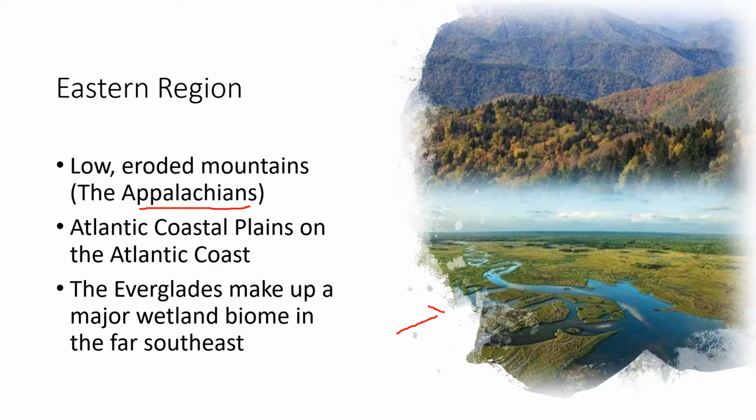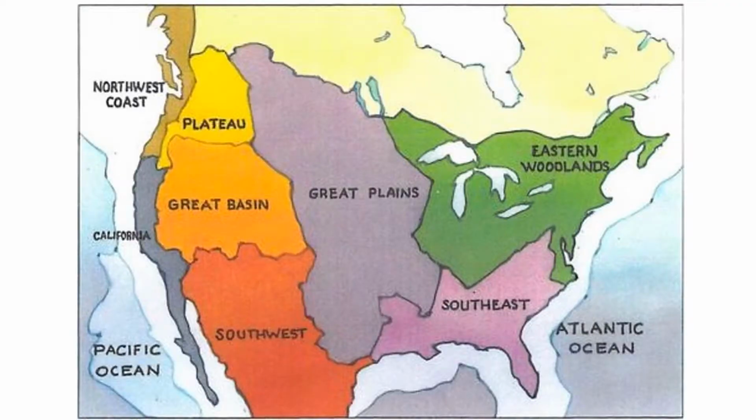So the picture in the bottom right, that's an overhead picture of the Everglades, which are a large, swampy flatland that make up the very southeasternmost part of the country. The Everglades have a tremendous amount of diversity of plant and wildlife. It is a very unique region within the eastern region.